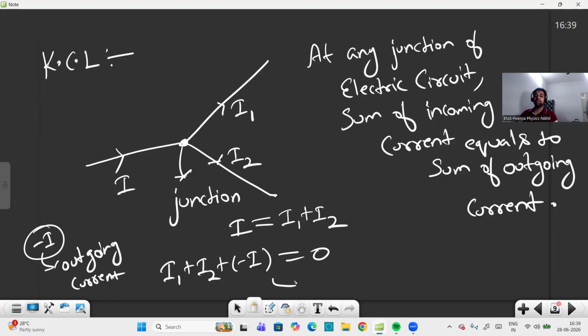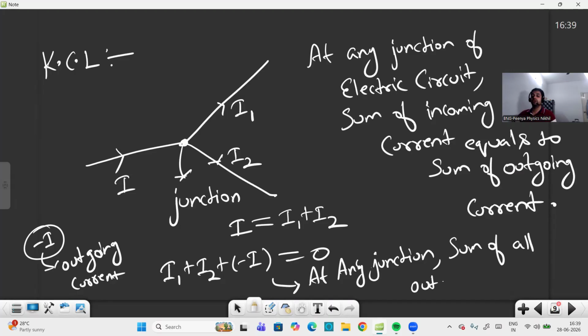So we can say in another way, at any junction, sum of all outgoing currents equals to 0. See here, I have changed this form to this form because our calculation becomes easier.